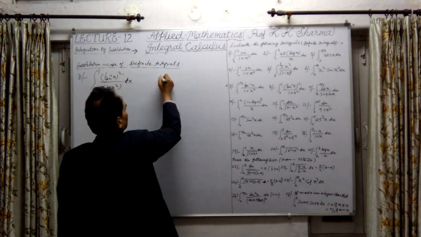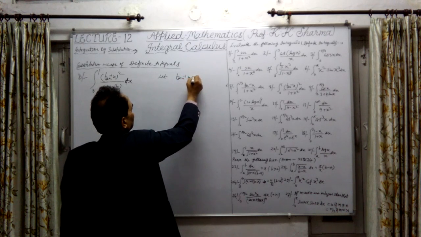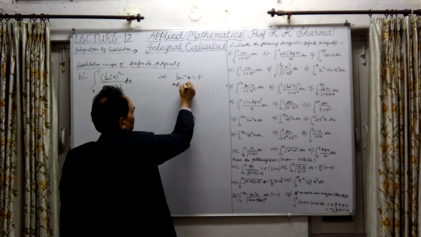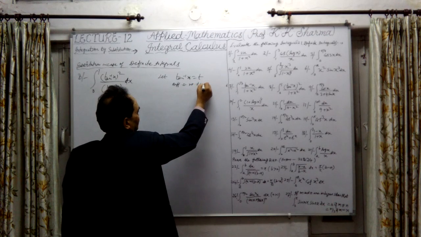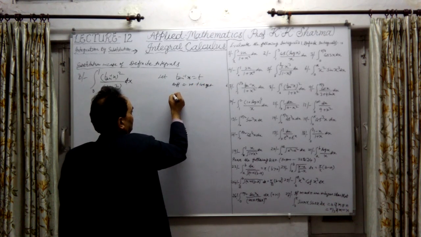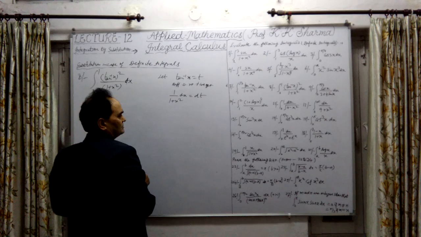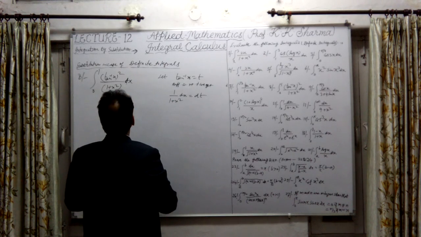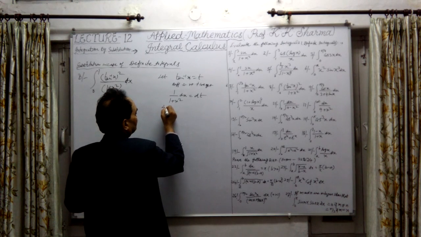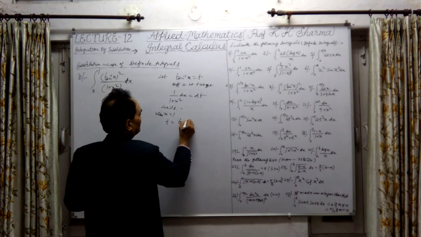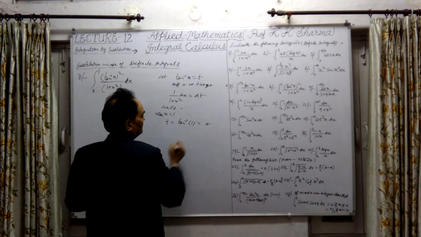Again let us take tan inverse x equal to t. Therefore, differentiating with respect to t, we get 1 upon 1 plus x square into dx equal to dt. Now the limits, again the same type of limits are there. When x equal to 1, the upper limit, then t equal to tan inverse 1, that is pi by 4.